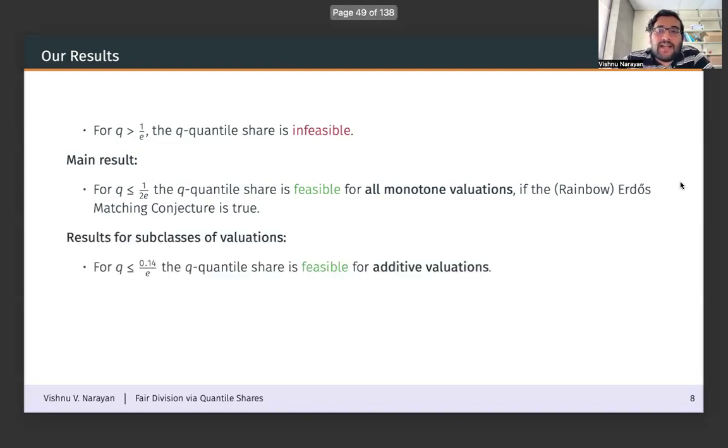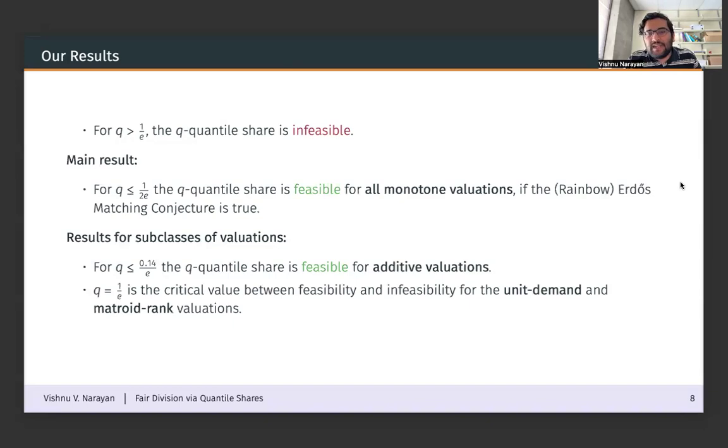And we also give some unconditional positive results for subclasses of valuations. Specifically for q at most 0.14 over e, the share is feasible for additive valuations. And for the classes of unit demand and matroid rank valuations, we uncover the exact critical value. q equal to 1 over e is the critical value.